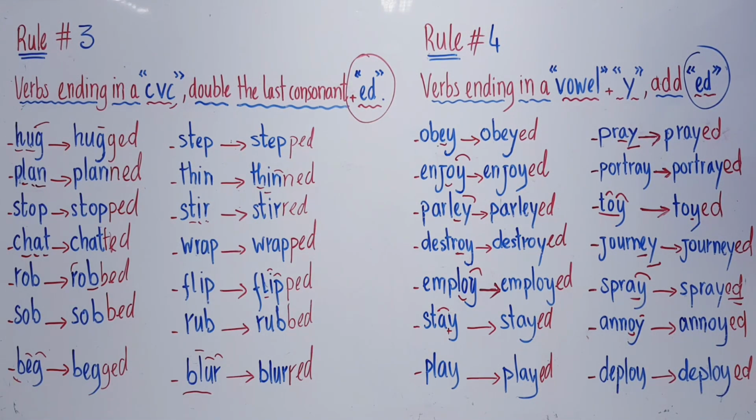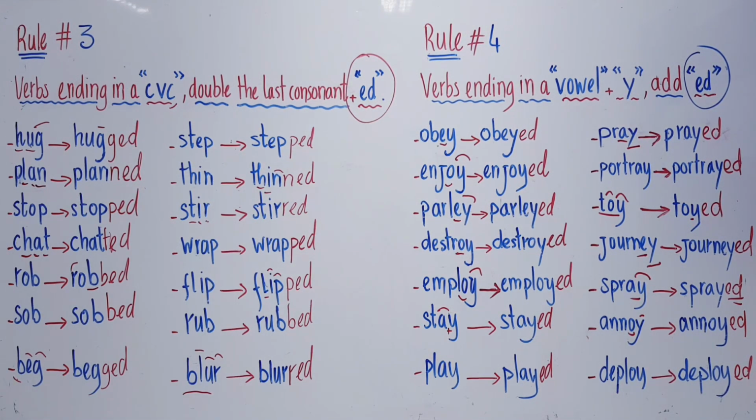So we do not change letter y to letter I before adding ed, right? So what do we have now? We just add only ed. The reason is we have got y at the end, but in front of letter y we have a vowel, not a consonant, right? So try to be clear about the two spelling uses, rule number 2 and rule number 4.